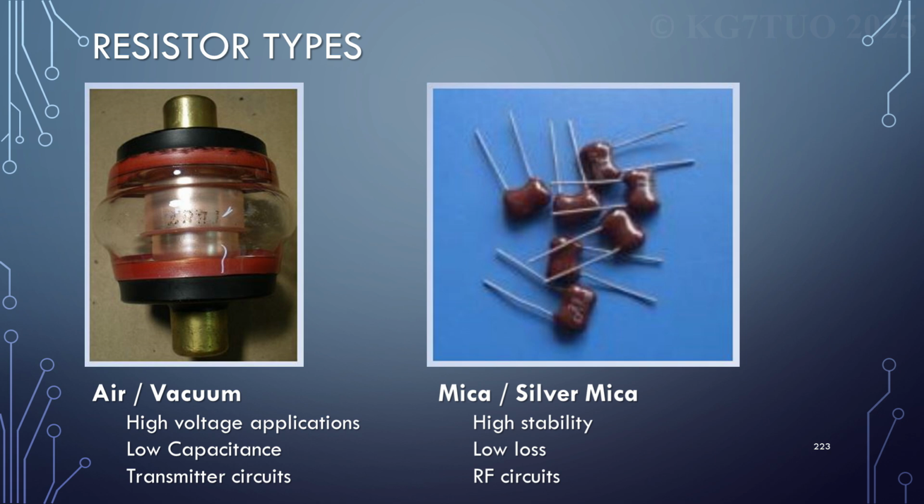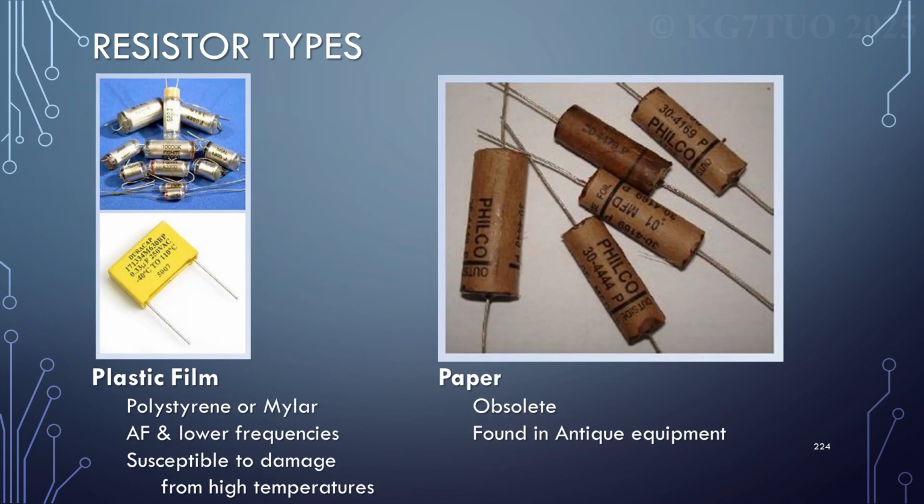Here we have a vacuum or air capacitor. High voltage applications and low capacitance, and they're in transmitter circuits of old glow-in-the-dark type radios. World War II? No, World War One. They didn't have those in World War II stuff? Nope. Then there's the mica silver one on the left. It's high stability, low loss, and it's used in RF circuits. Nothing yellow up there, so it's just for your knowledge. Here's another, no yellow except for that picture. Plastic film is on the left, you'll see those sometimes, and on the right are the paper ones I was talking about that are now obsolete.